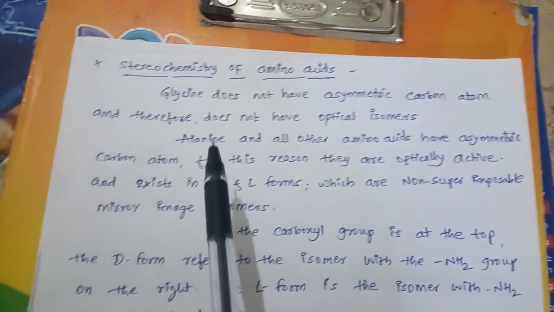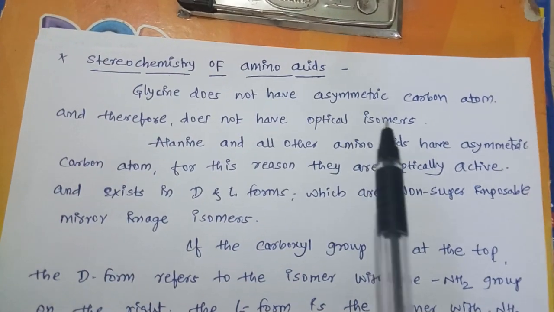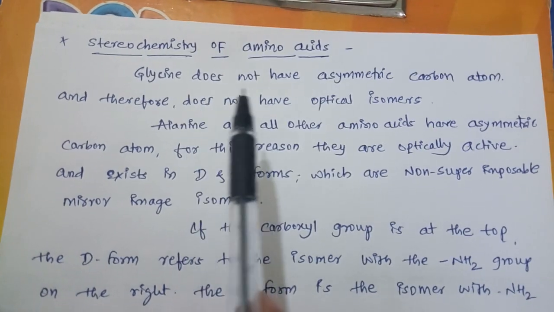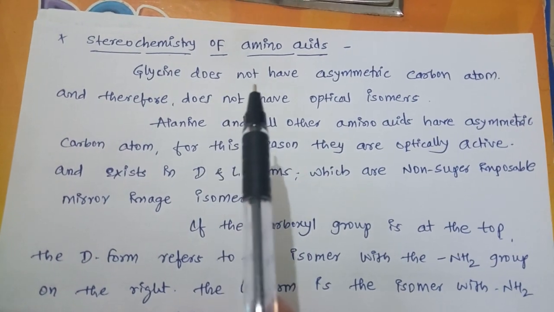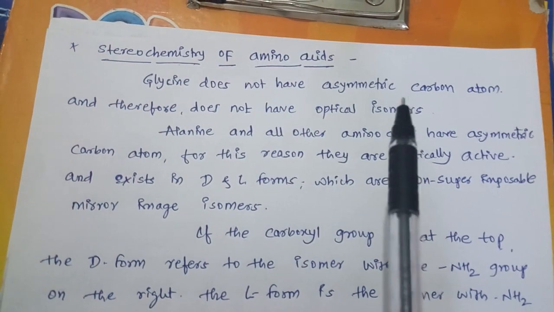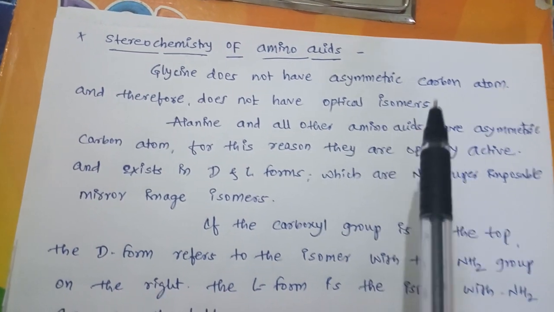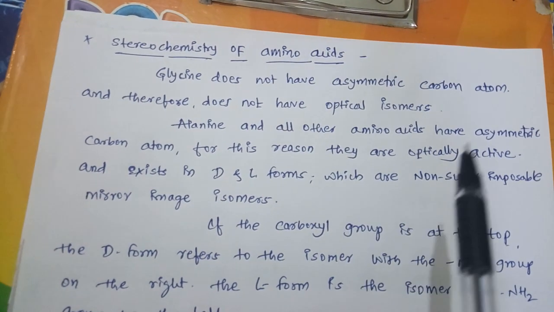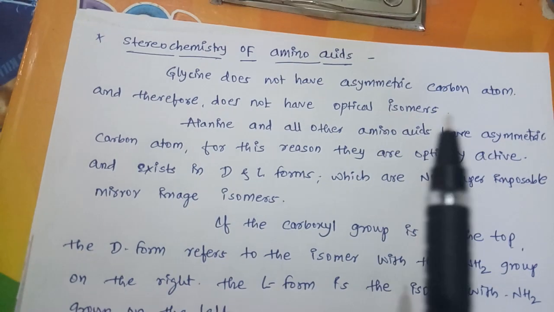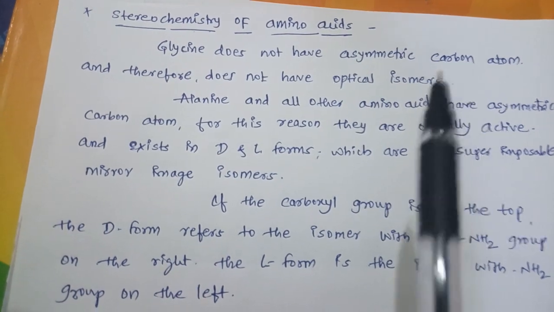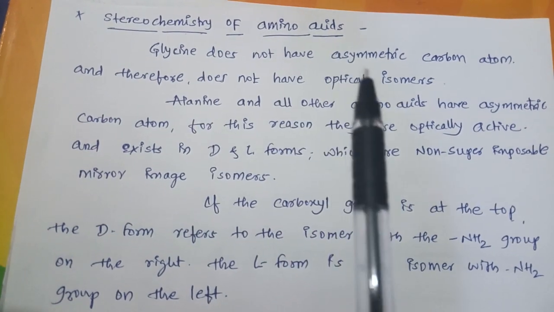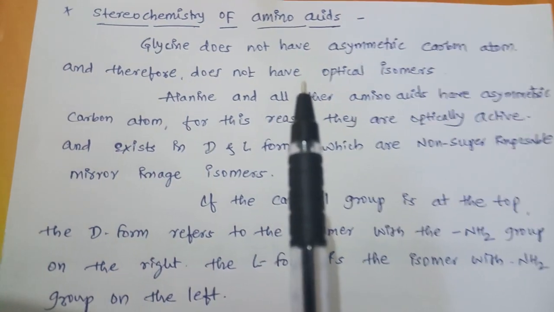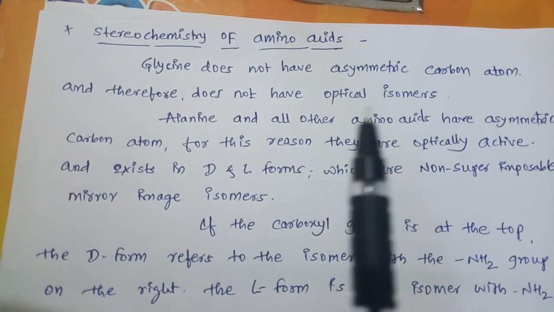That is stereochemistry of amino acids. Here in the amino acids, glycine does not have an asymmetric carbon atom and therefore does not have optical isomers. Glycine is one example of amino acids. Asymmetric carbon atom is nothing but a chiral carbon atom. Chiral carbon atom means the four different substituents are attached to the same carbon atom. Then only we can say it is a chiral carbon atom. Since glycine does not have an asymmetric carbon atom, it cannot rotate the plane of polarized light, and it does not have optical isomers.